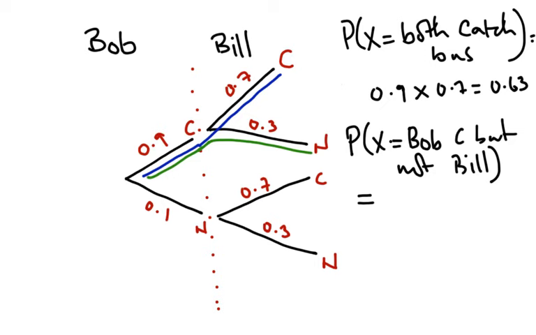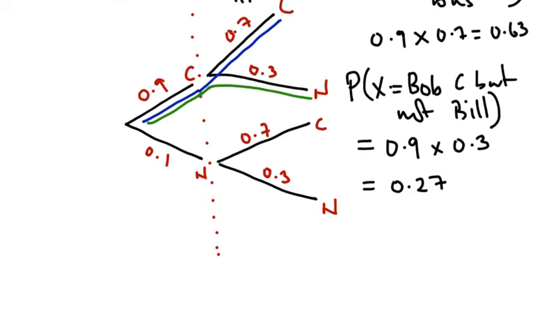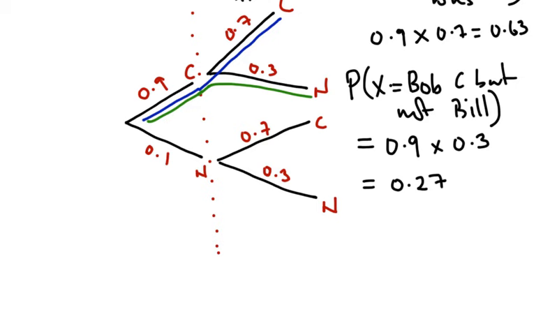So I can easily now pop that in. The probability of Bob catching the bus is 0.9, and the probability of Bill not catching the bus is 0.3, which gives us 0.27. It's a small probability, and it makes sense that it's small because both of them have a pretty high likelihood of catching the bus. Okay, all right, let's have a look at another problem.